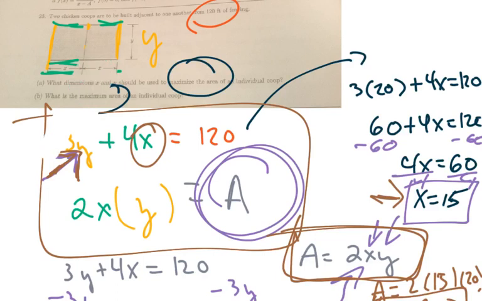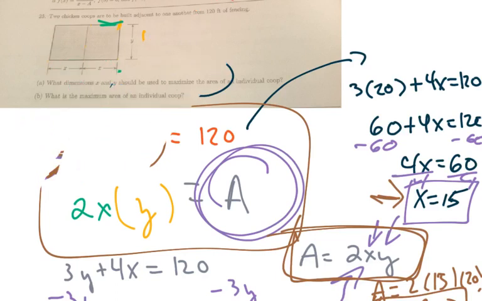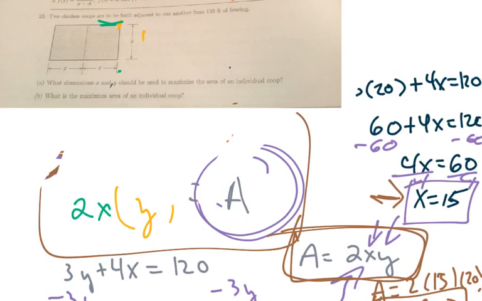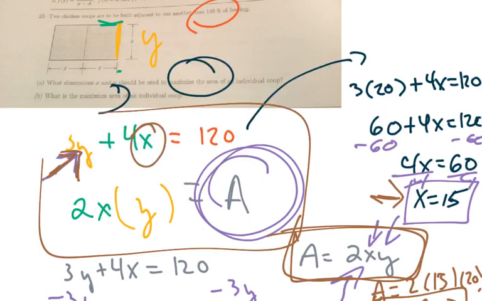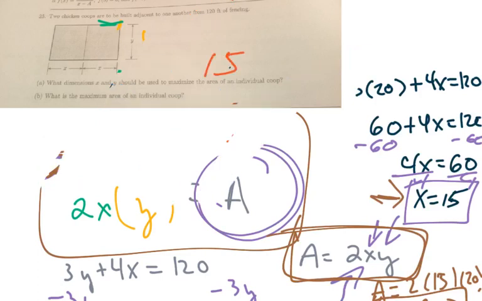Let me erase some of this. The question is, what dimensions x and y would give the max area? That's 20 and 15. Actually, it's the other way around. It's 15 and 20. And what is the max area? 600. So hopefully that makes sense, and I'll see you in the next video.